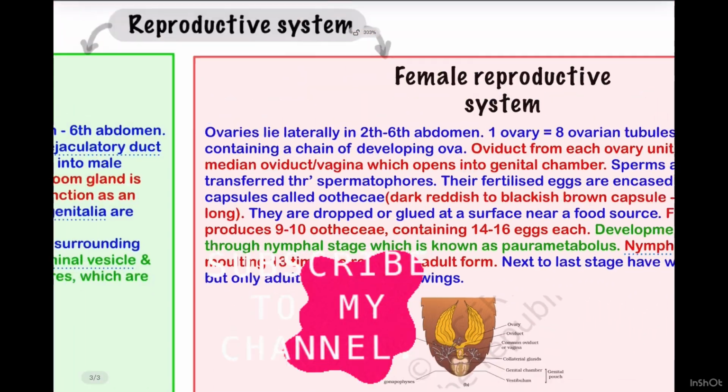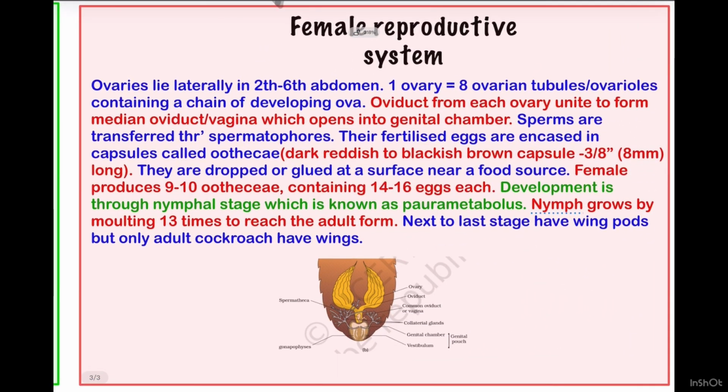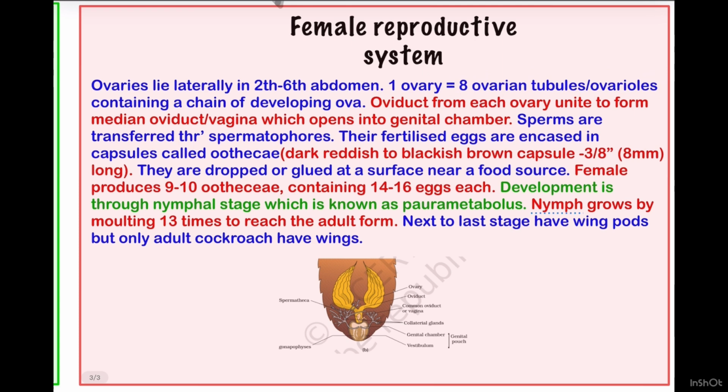And now we go with the female reproductive tract. When it comes to the female reproductive tract, a pair of ovaries can be seen here, in the 2nd to 6th abdominal segments, and one ovary consists of 8 ovarian tubules. 8 ovarian tubules can be seen, containing a chain of developing ova.